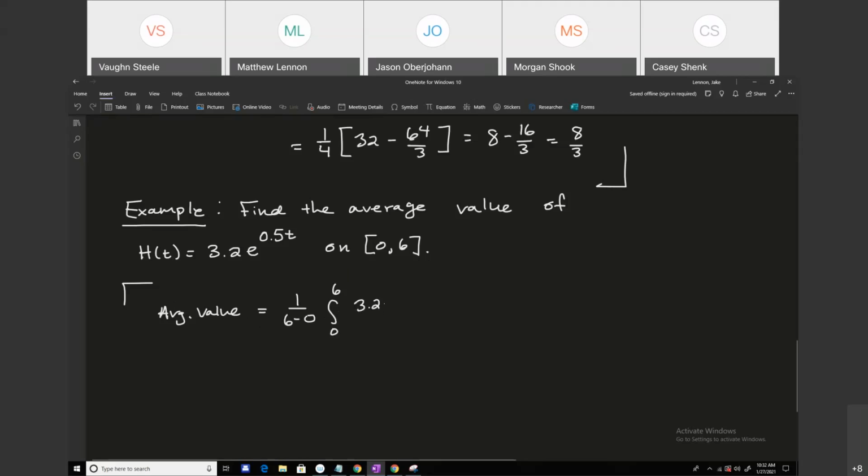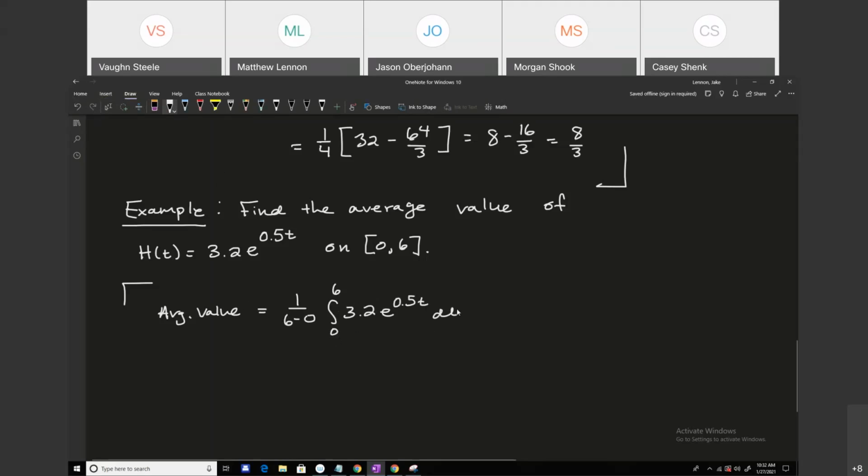3.2. Oh, I'm getting ahead of myself. I was going to write down the antiderivative. Let's write that lower. So 3.2 e to the 0.5 t dt.